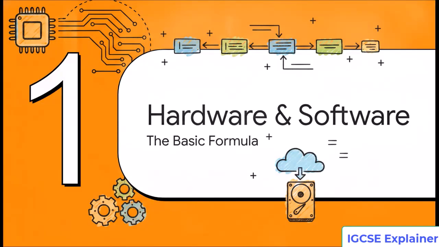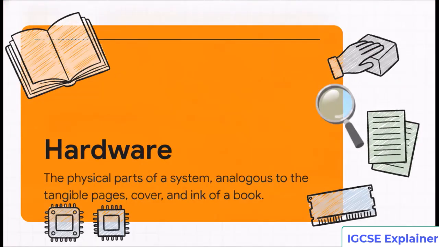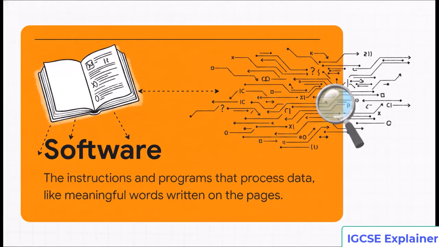Starting with Section 1, the hardware and software formula, we absolutely have to start with the foundational basics before we get into the really complex components. Think of a computer system kind of like a physical book. Hardware represents the tangible parts of the system, the actual pages, the cover, the ink. It's the physical structure that's just sitting there, waiting to hold something meaningful. Software, on the other hand, consists of the invisible instructions and programs that actually process the data. If hardware is the paper and ink, software is the words written on those pages. Without it, the physical machine is totally blank. It has no story to tell.